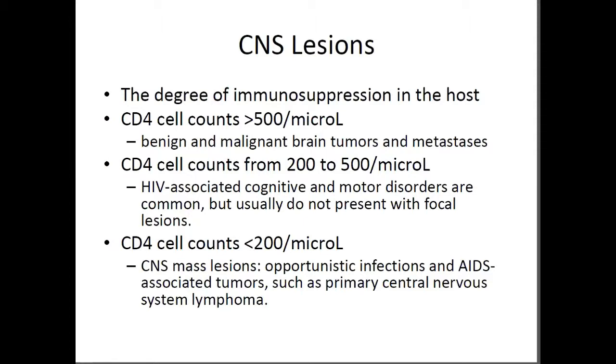If their CD4 count is between 200 to 500 per microliter, then it can be due to HIV-associated cognitive and motor disorder. But usually they do not present with focal lesions. If their CD4 count is less than 200, then it could be due to opportunistic infection such as toxoplasmosis, cryptococcus infection, or HIV-associated tumors such as primary central nervous system lymphoma.